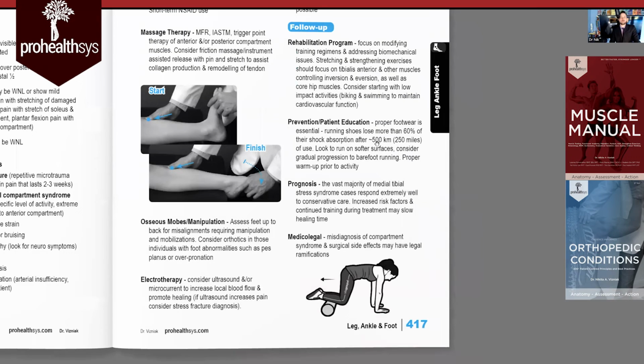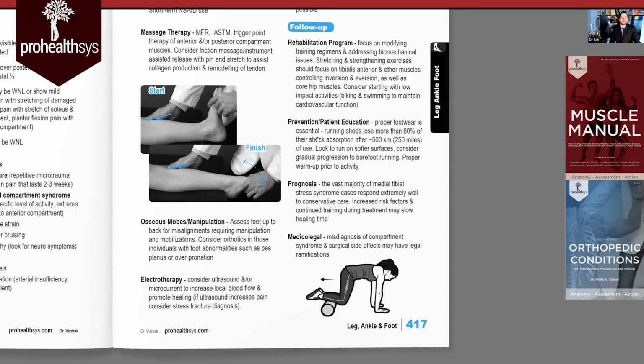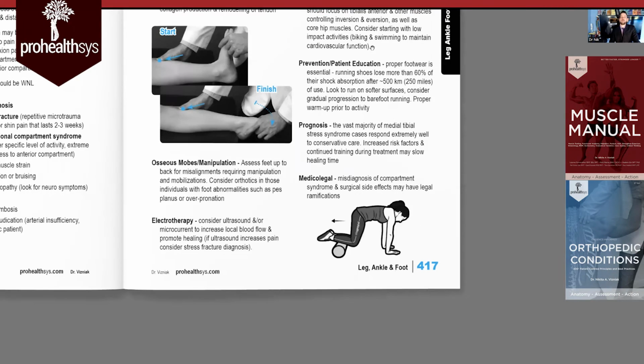Running shoes lose more than 60% of their shock absorption after that 500 kilometers. If they are an elite level athlete, they are probably changing their shoes on a regular basis. I treat a number of triathletes and marathon runners, and they are going through shoes like crazy. Look to run on softer surfaces or even progressing towards barefoot running potentially as well. There's lots of good research around that. Proper warm-up prior to activity, and then prognosis. Or even if this is barefoot running, I would say even a minimalist shoe, especially if you're running on softer surfaces.